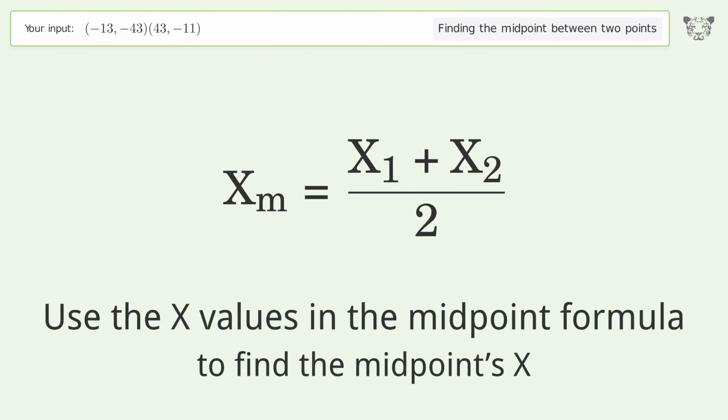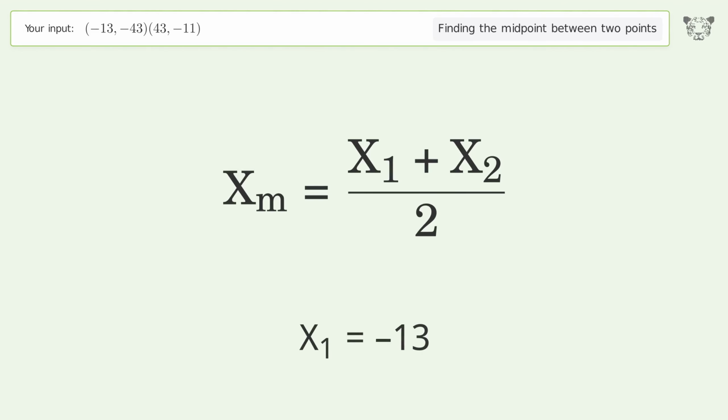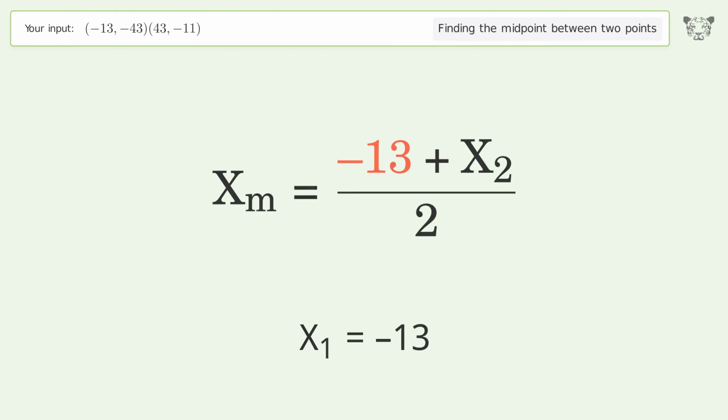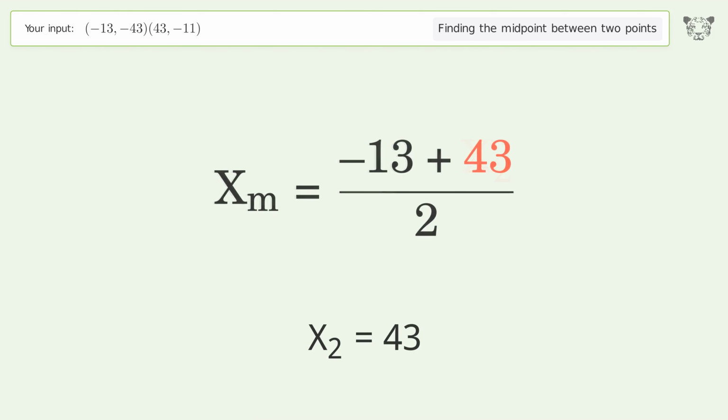Use the x values in the midpoint formula to find the midpoints x. x1 equals negative 13. x2 equals 43. Simplify the arithmetic.